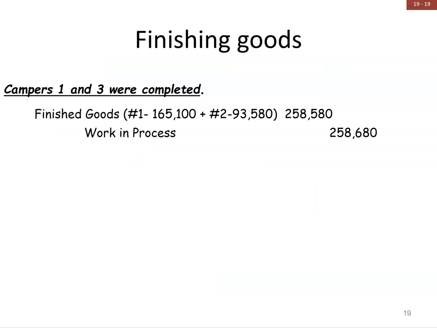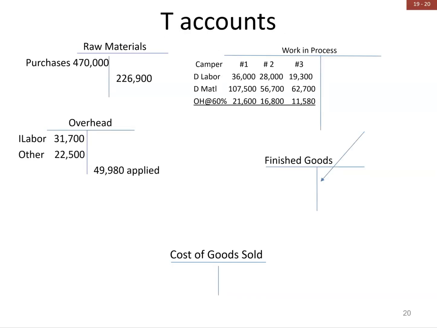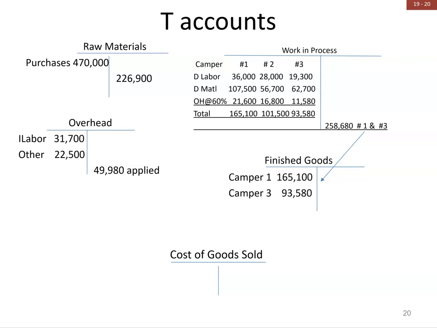Now we've completed campers 1 and 3, which means we're going to take it out of work in process. But of course, we need to know how much cost we're going to transfer, and we're going to put it into finished goods. So what we're going to do is add them up so we know how much. And so together, items 1 and 3 equal $258,680, and that is what's going to go to finished goods. But if you notice, we still keep them separately.